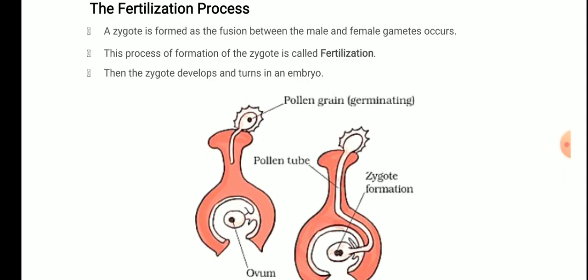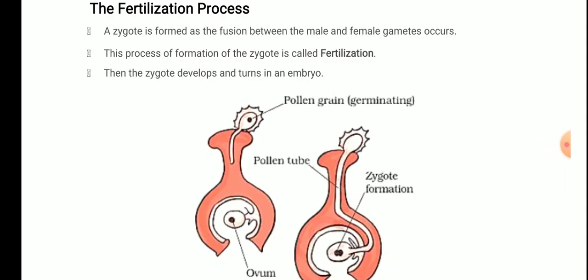Okay, what is fertilization? The fusion between male and female gametes which results in the formation of zygote is called fertilization. So, if anybody asks you to define fertilization, how will you define it? You can define that the fusion of male and female gametes which results in the formation of zygote is called fertilization. So, the point is, a zygote is formed as the fusion between male and female gametes occurs. This process of formation of zygote is called fertilization.